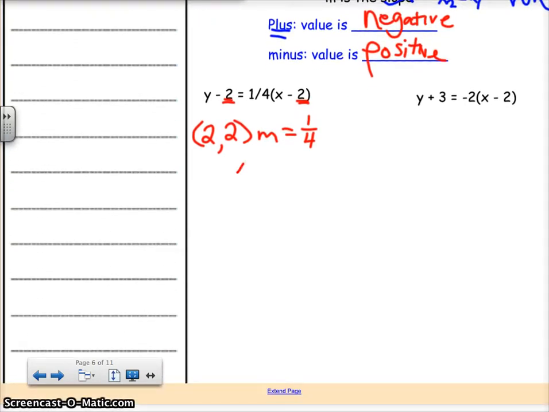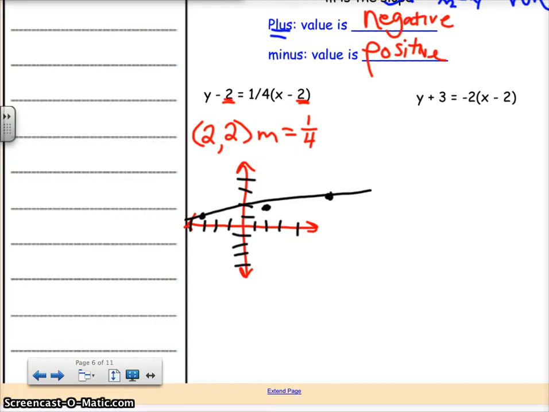If I was given a coordinate plane, 1, 2, 3, 4, 1, 2, 3, 4, 1, 2, 3, 4, 1, 2, 3, 4. Given that, I can plot the point 2, 2, right there. And then I can use my slope to find other points. Up 1 over 4, it would be somewhere over here. Or down 1 over 4. My line would look like this, going through all the points.